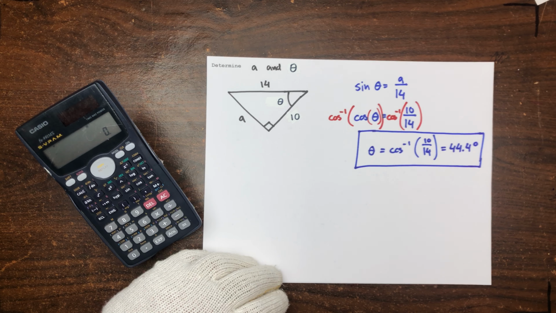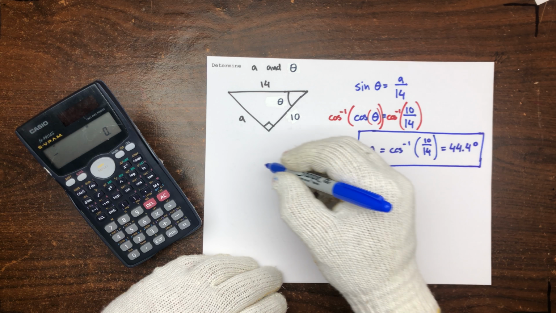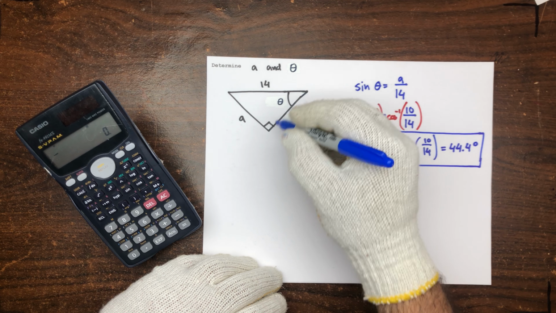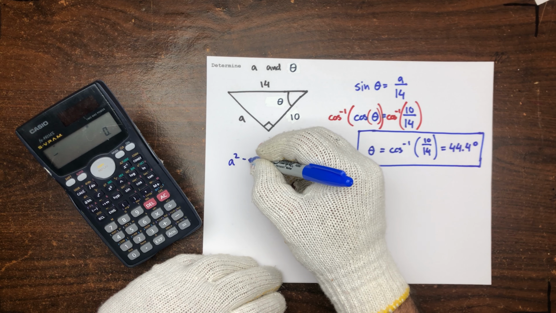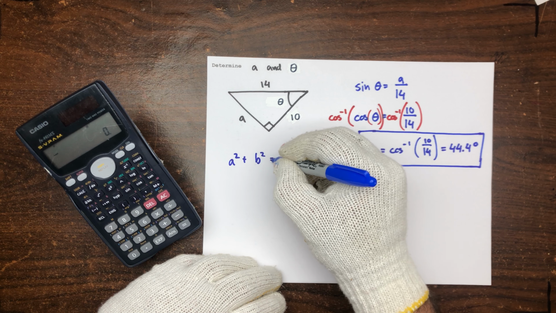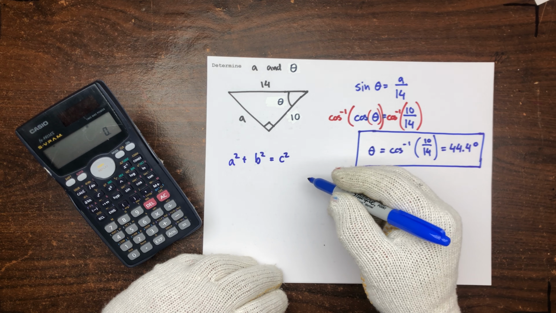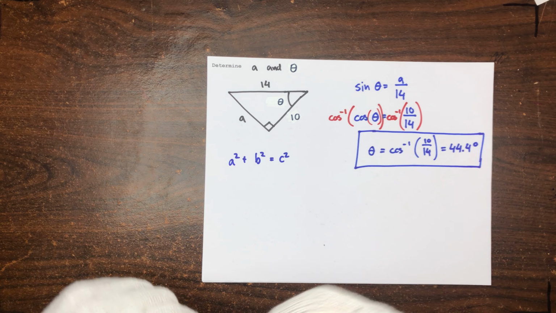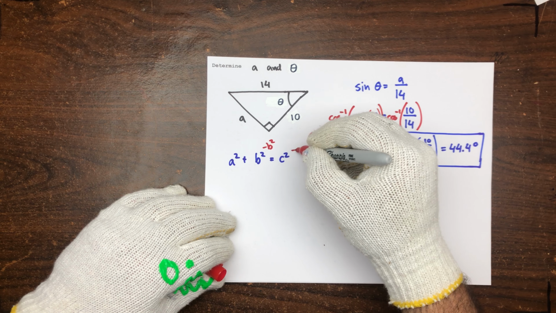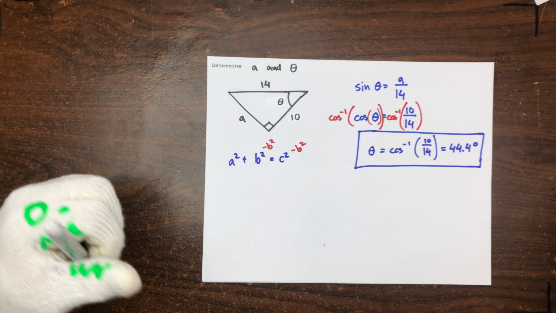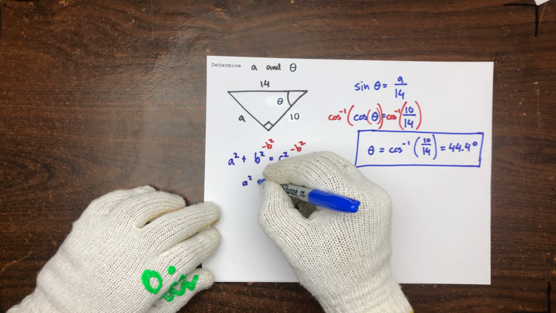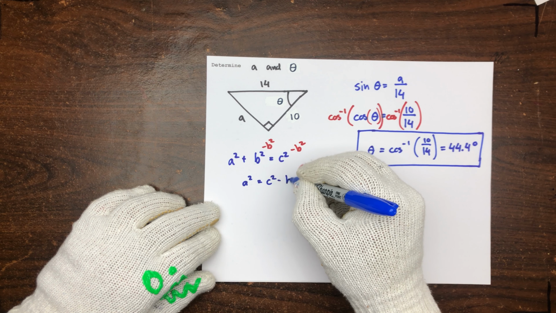Here we can try something else. Let's do Pythagoras theorem here. So I know that a squared plus b squared is equal to c squared. Here I have a, there's b, there's c. Let's solve for a. So we need to get rid of this b over here. Subtract b squared from both sides. A squared is equal to c squared minus b squared.